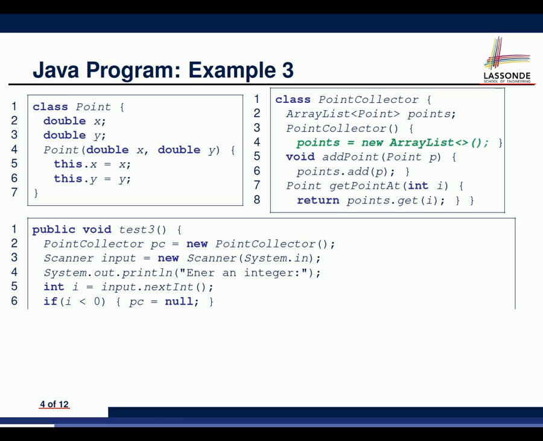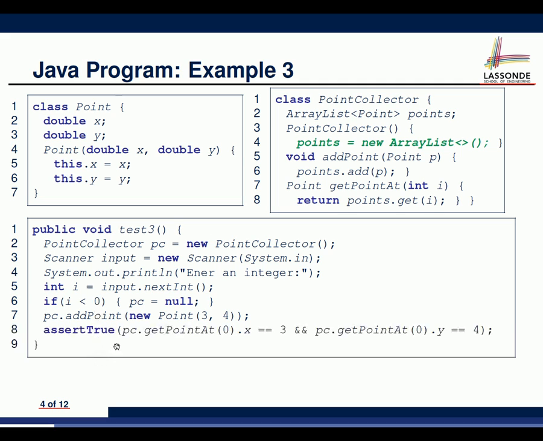If the integer that the user entered is negative, then we assign pc to be null. So we don't assign pc to null unconditionally; we assign that only under certain circumstances. Then at line number 7, pc.add, some new point. And then we assert true: after adding the point into pc, we want to make sure the first point we get has x value 3, like here, and y value 4, like here. It's not really a complicated program.